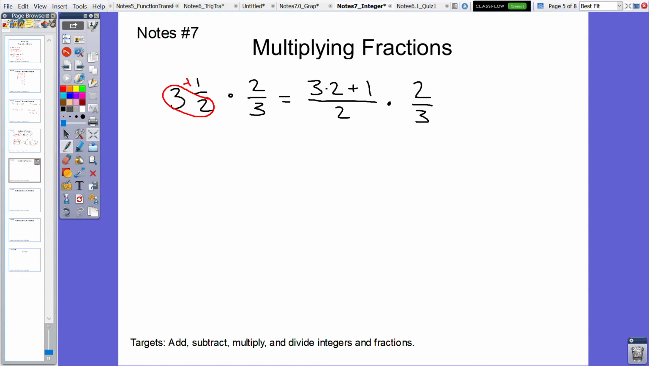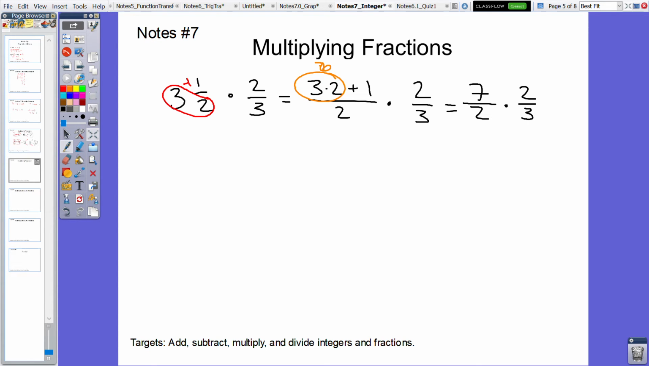Now, obviously, this is not an organized way to do this. So what I want to do now is simplify the numerator on the first fraction. 3 times 2 is 7. I'm sorry, 3 times 2 is 6. I'm getting ahead of myself here. 3 times 2 is 6. Add the 1 there, that gives me 7. So 7/2 times 2/3.